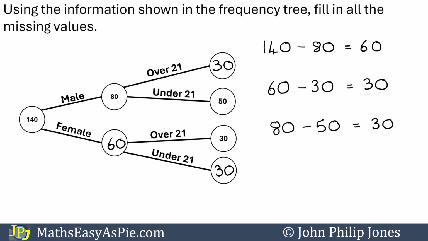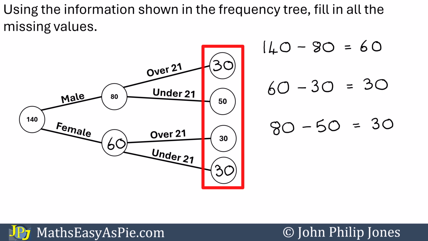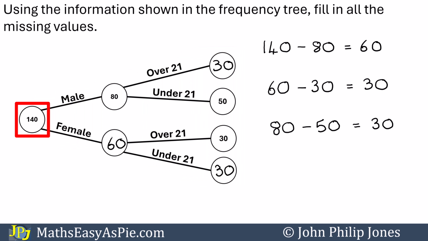Now we can check our workings by adding all of these numbers up and seeing if they add up to this value of 140. 30 plus 50 is 80, plus 30 is 110, plus 30 is 140. So we can see we have an agreement between the additions and the 140. So we've checked our workings.